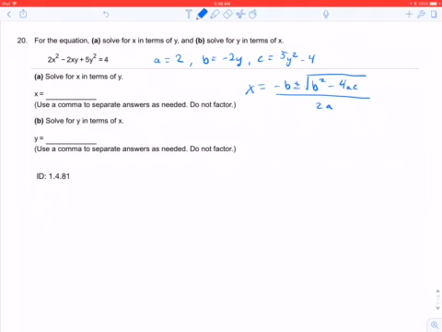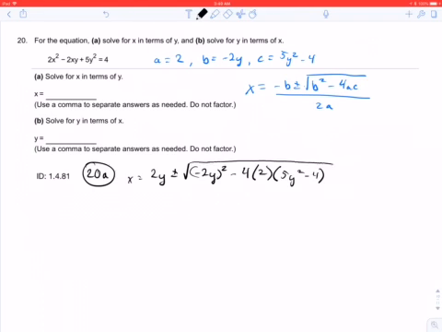Okay, let's keep going. So for x, negative b, so that's going to be 2y plus or minus the square root of negative 2y quantity squared minus 4. A is 2 in this case, and c is this 5y squared minus 4. Square root of all of that, all over 2a. So that's 4. Solve for x, use comma to separate, do not factor.